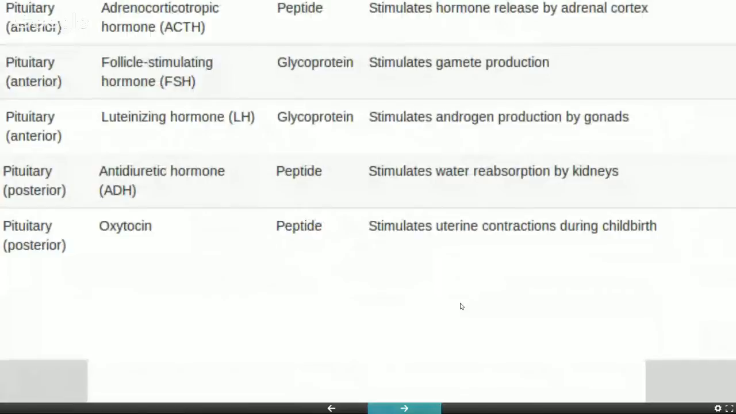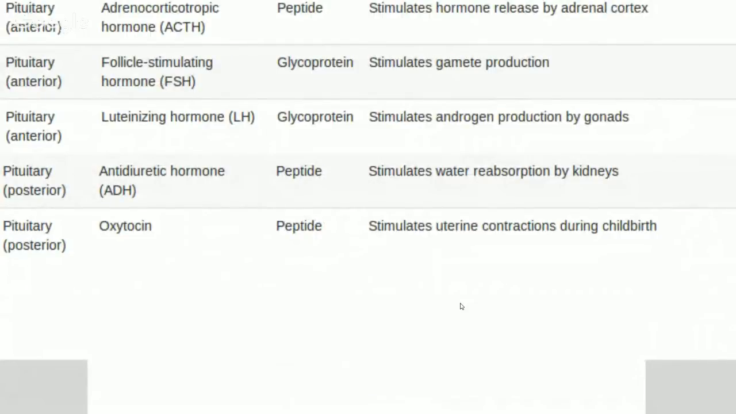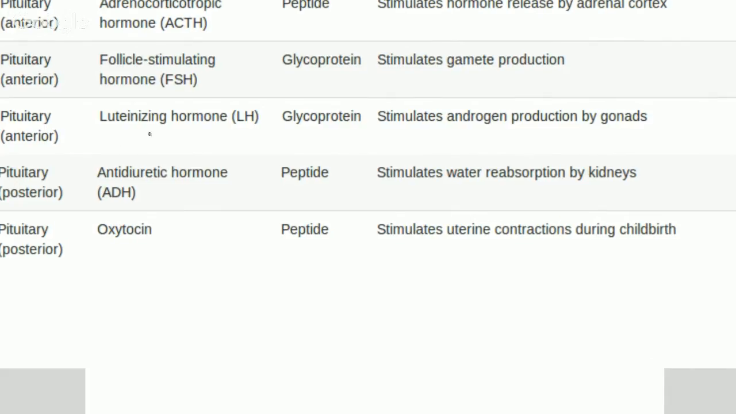I got the sequence here out of order, and I'll fix it later on. But the two more that we can see here, antidiuretic hormone and oxytocin, I just mentioned, are coming from the posterior pituitary. They're made by the hypothalamus, but they're released at the posterior pituitary. Oops.